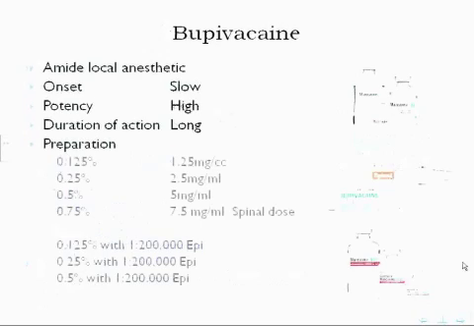The next agent, which is also an amide local anesthetic, is bupivacaine. Bupivacaine also goes by the name marcaine or sensorcaine. Both of those are the same. They're trade names, so I always go by the generic name. I will only test you on the generic name. I don't care about the trade names. I only want you to know the generics, because your certification exams and your board exams all go on generic names. They're never based on the trade names.